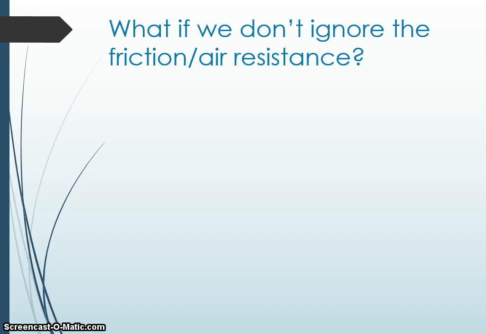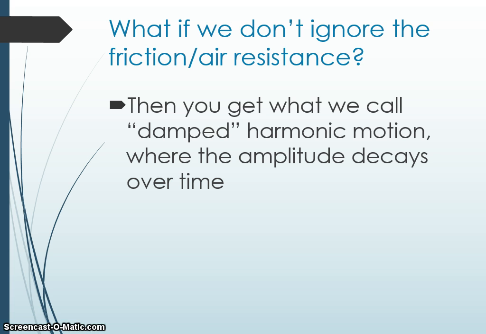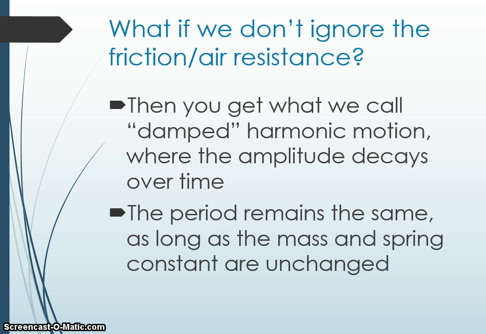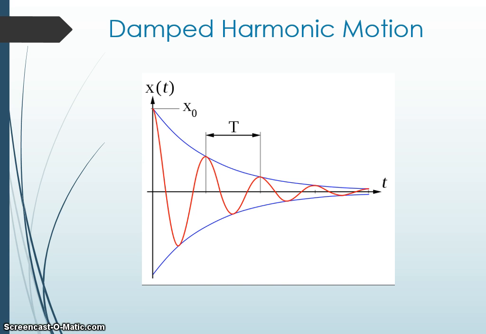So what happens if we don't ignore friction or air resistance? We're not going to talk about this too much in this class, but I want you to see what it looks like. That's when you get what we call damped harmonic motion, or a damped harmonic oscillator, where it keeps oscillating, but the amplitude decays over time. The period actually remains the same as long as the mass and the spring constant stay unchanged. This is what a graph of position versus time would look like.